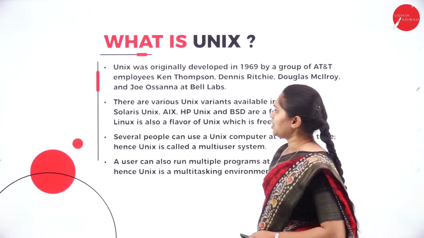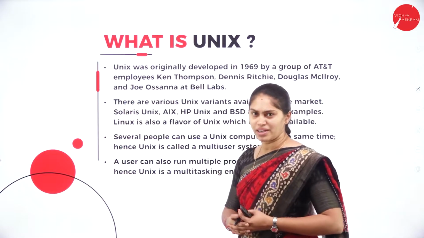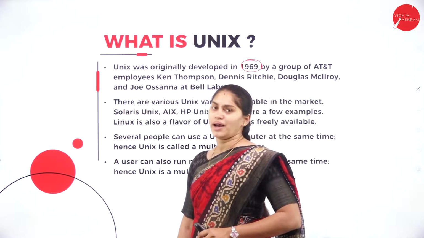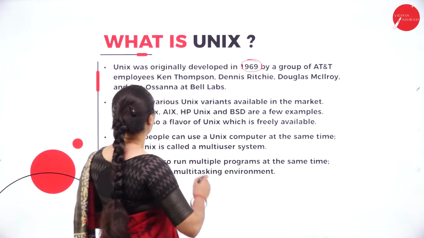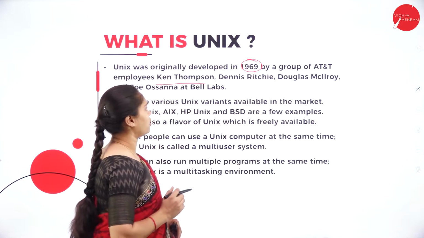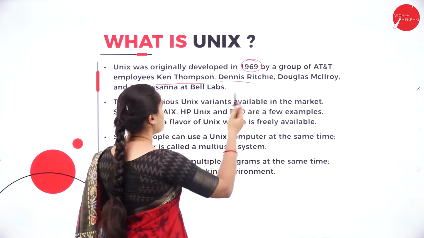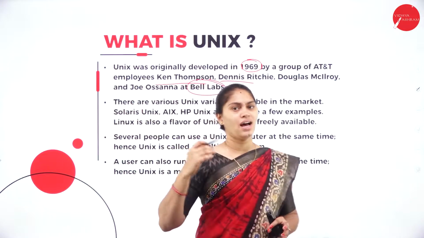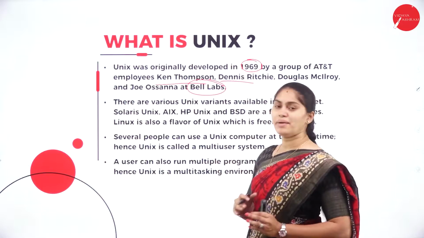After that, Unix. Who developed this Unix operating system? It was developed in the year 1969 by AT&T employees, including Ken Thompson and Dennis Ritchie. They invented this Unix operating system at Bell Laboratories, or Bell Labs.